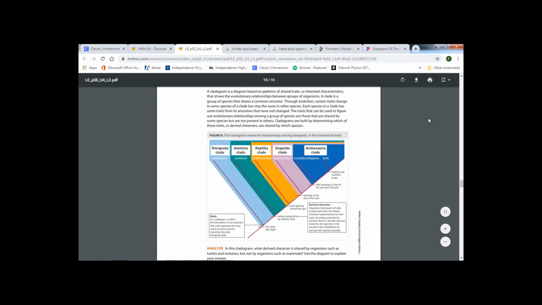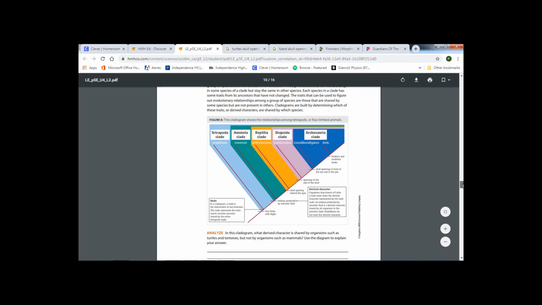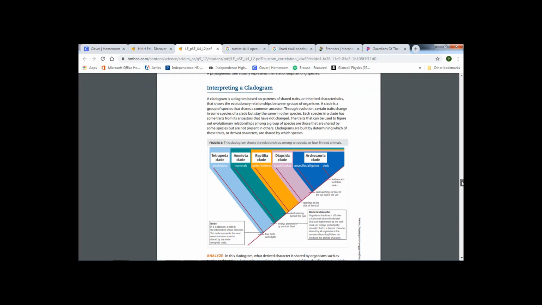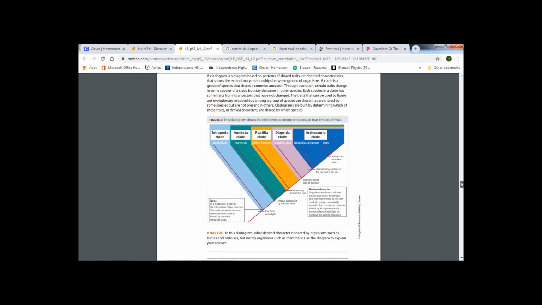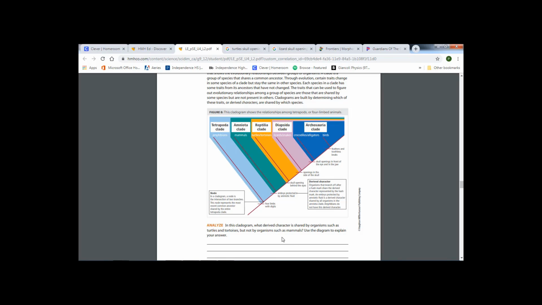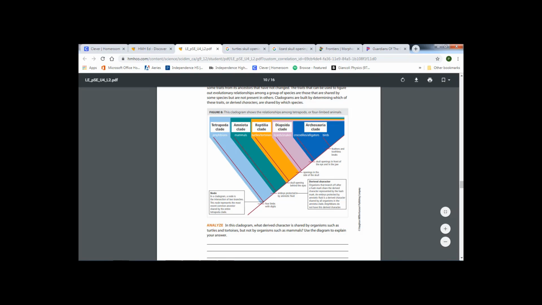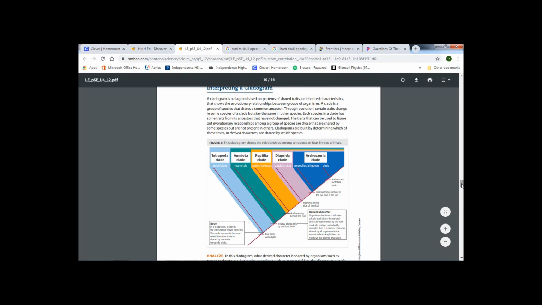So let's go back to your book for a second here. If you have your book, feel free to open it to page 220. And this is where we read about cladograms before. And I'm hoping this will help you answer this question here also. So what is a cladogram? So we're going to read part of this.